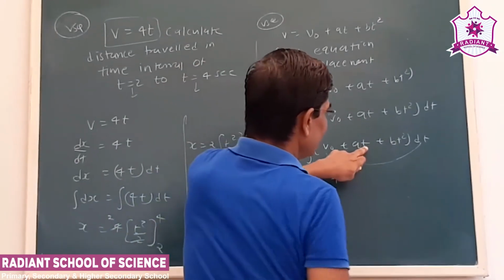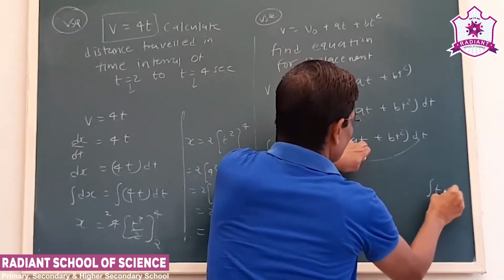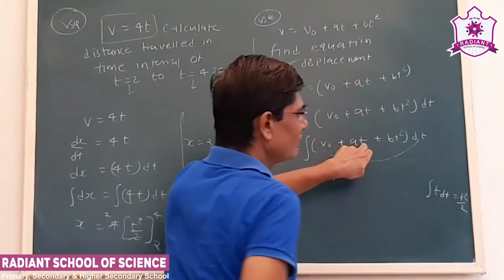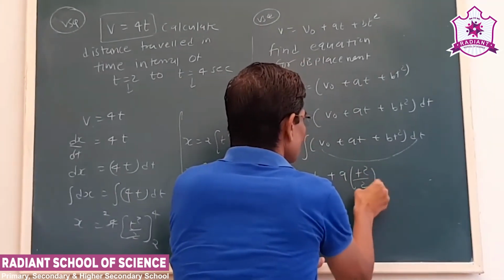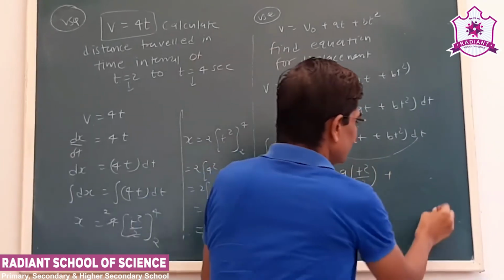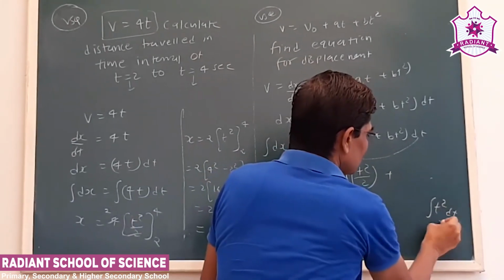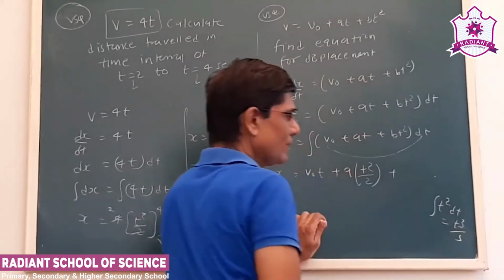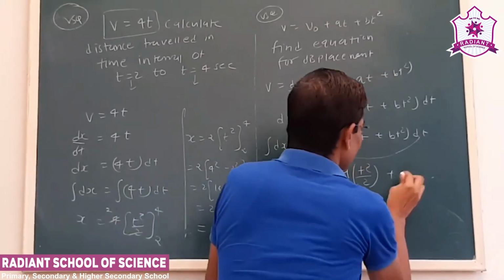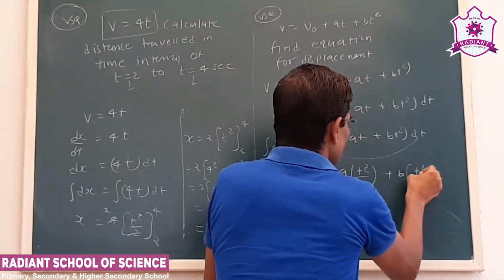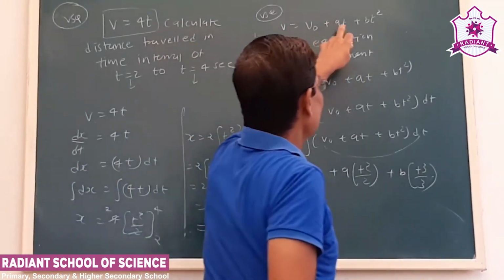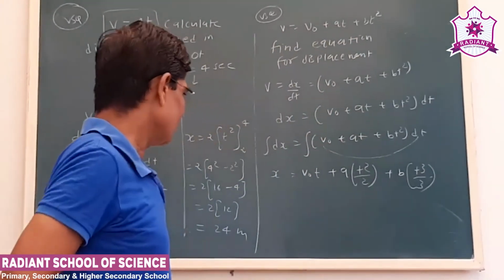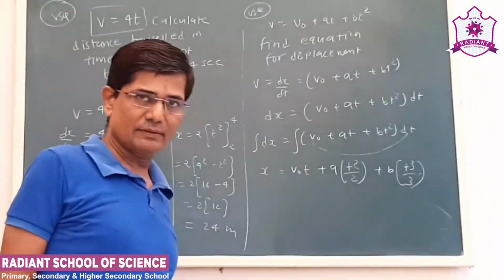Now integration of t dt, t square by 2 is known to us. That will make a into t square by 2 plus b, integration of t square dt is known to us, t cube by 3. So in that case it will be b into t cube by 3. Okay. This is how, if the velocity time relation is given, we can obtain the equation of the displacement.